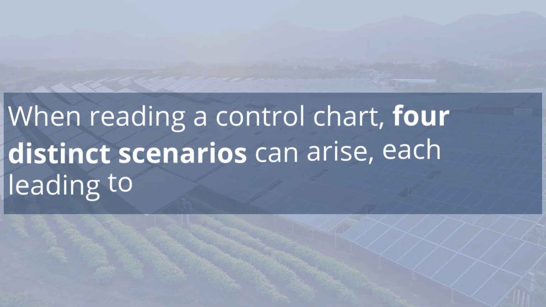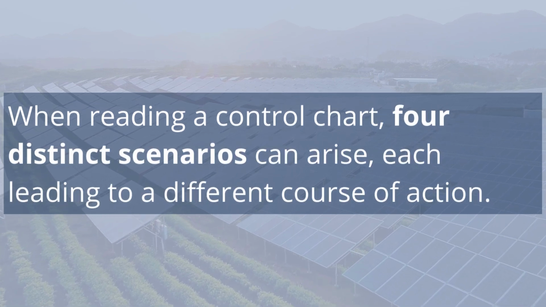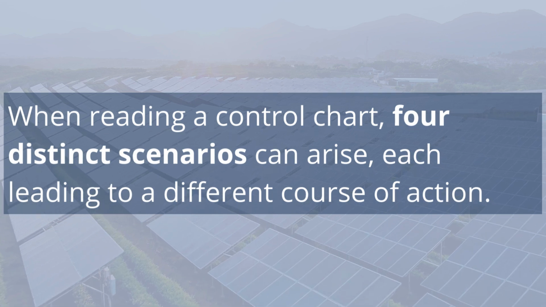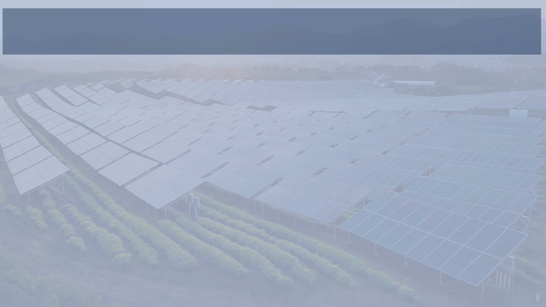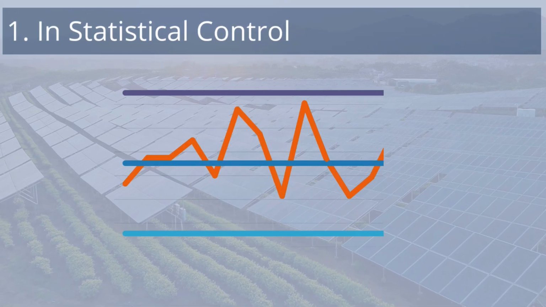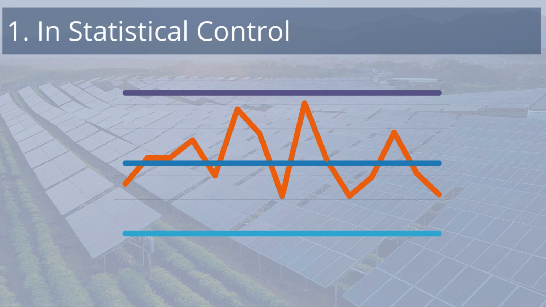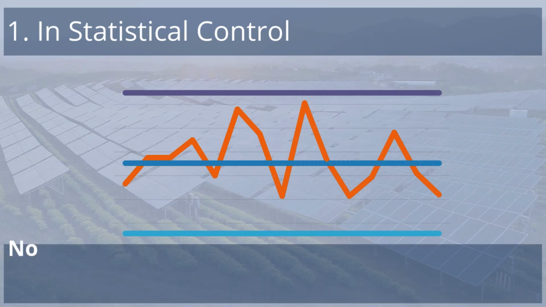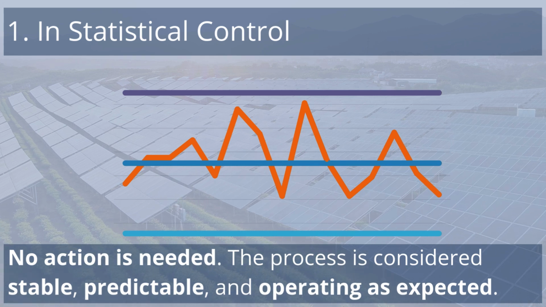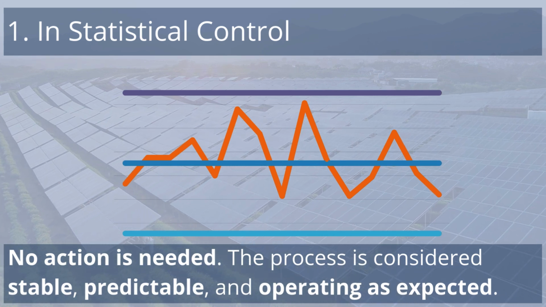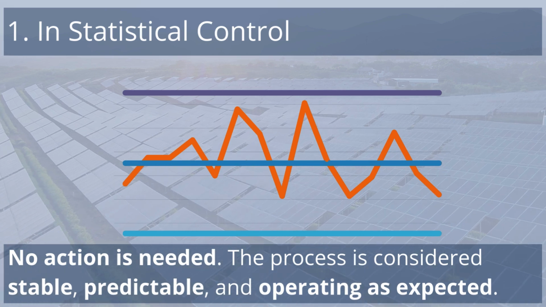Now, when reading a control chart, four distinct scenarios can arise, each leading to a different course of action. First, the process is operating within the control limits and shows no specific patterns. In this scenario, no action is needed. The process is considered stable, predictable, and operating as expected.